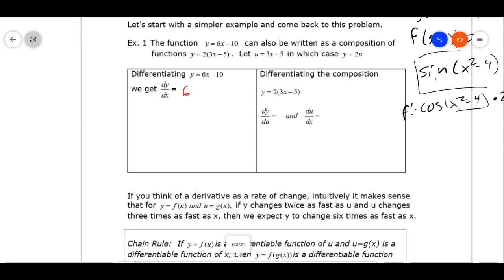Now look at this. This, if I multiply this out, is also 6x minus 10. So we're saying this is u. So y is 2 times u. dy du would be 2.